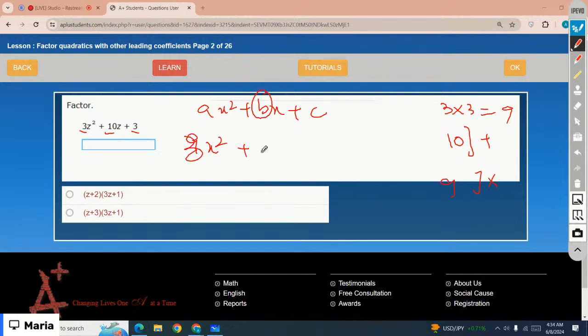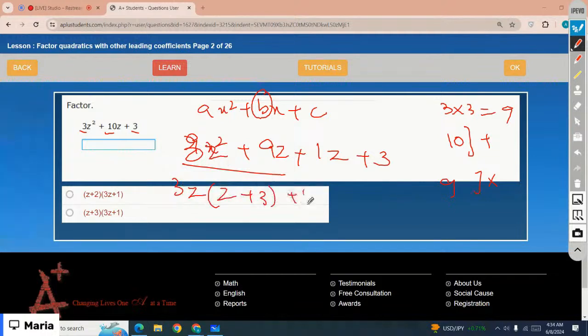3z square plus 9z plus, sorry, 3z square plus 9z plus 1z plus 3. From here you can take common 3z, you are left with z plus 3. Here you can take common 1, you are left with z plus 3. This is the common factor, z plus 3, and you are left with 3z plus 1. Option number 2 is the correct option. If you have any questions, please ask so that I can move on to the next one.